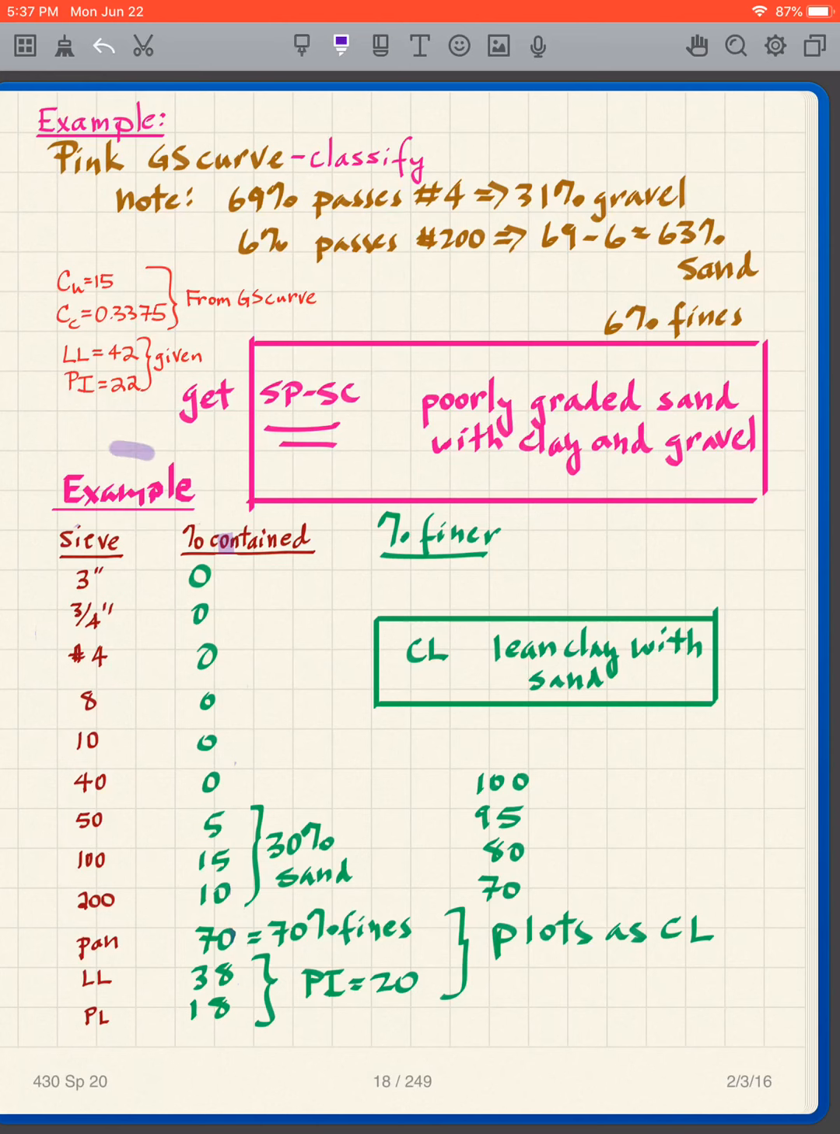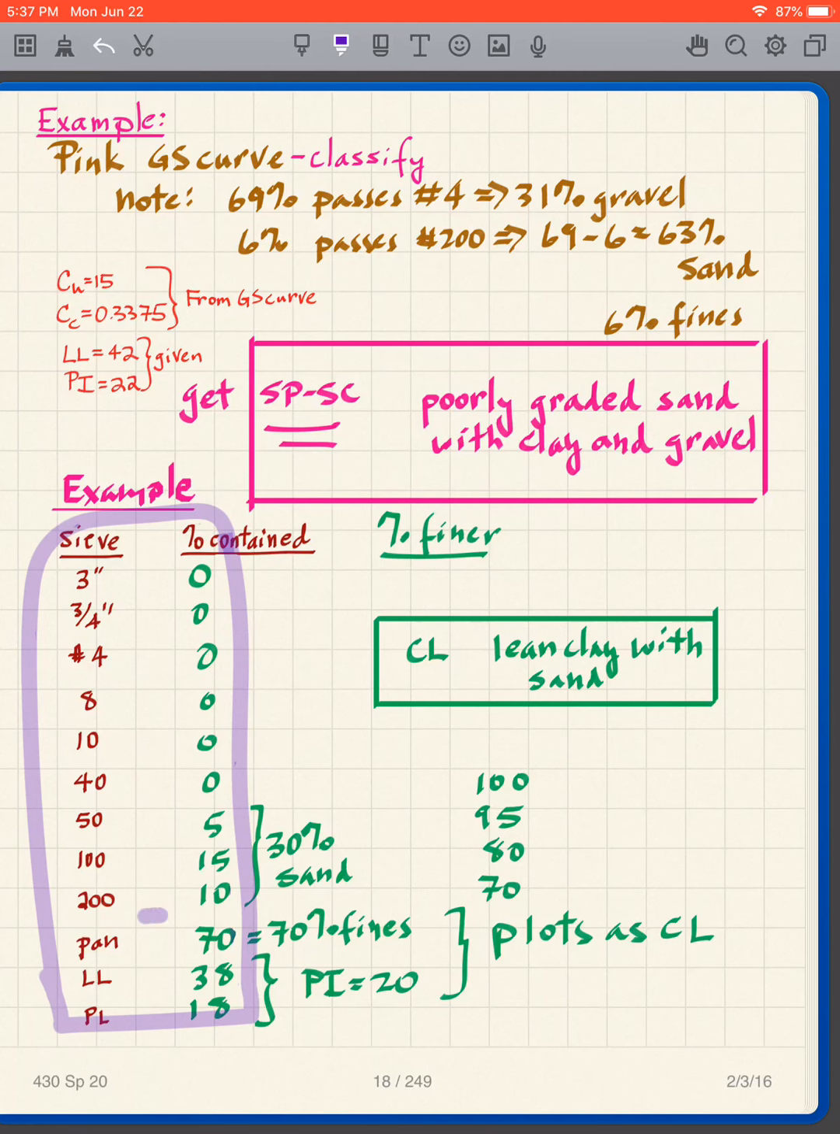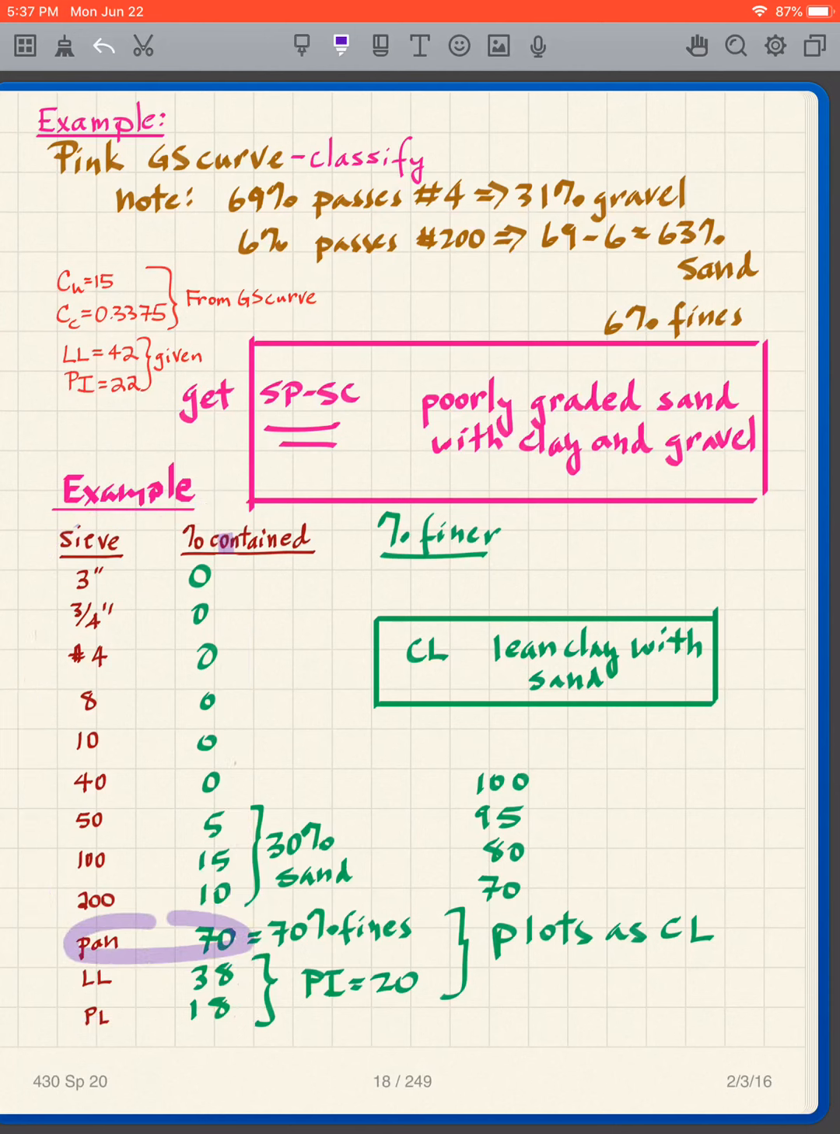Now let me give another example of a fine-grained soil, and how do I know? Here's my given information. You can see that in my pan, I have 70%. So I have 70% fines. Well, that's a fine-grained soil. In addition, that all adds up to 30%, which means I have 30% sand.